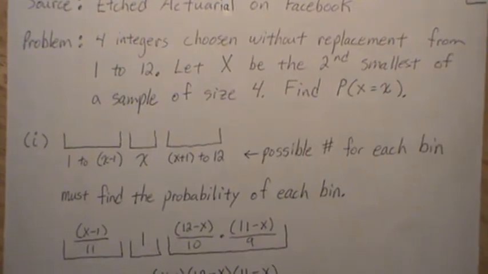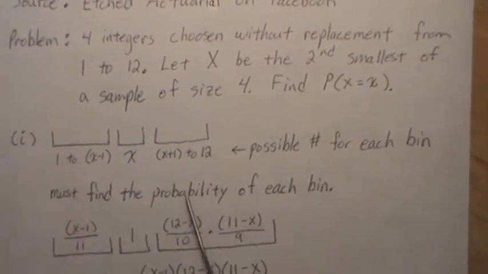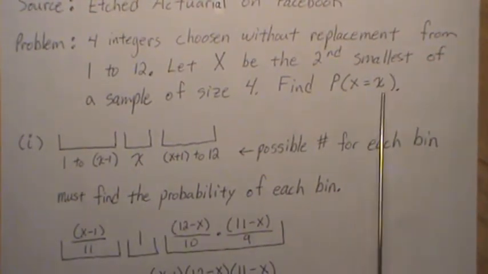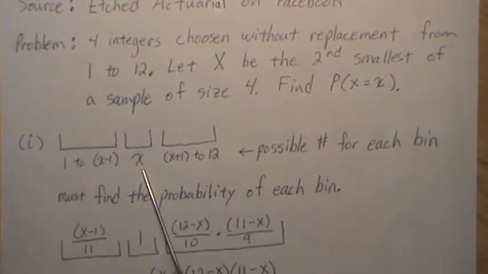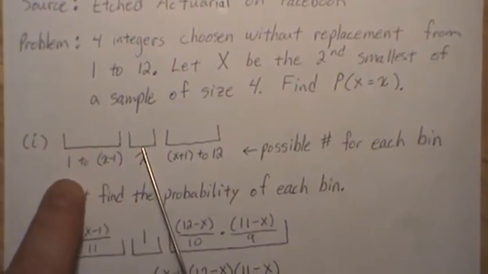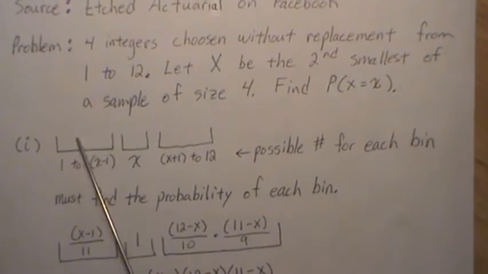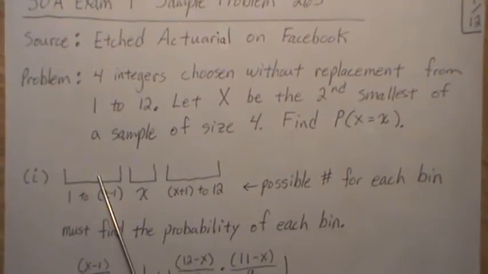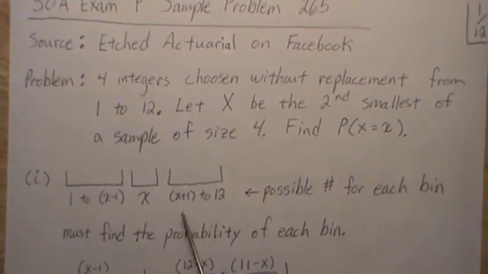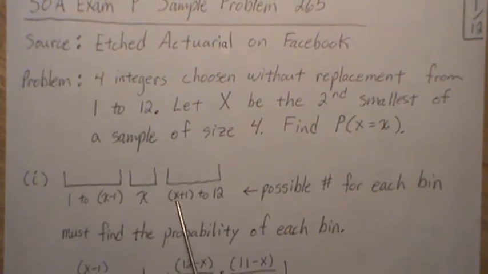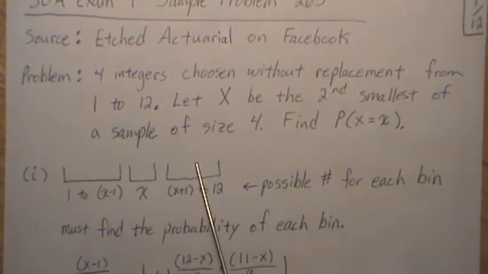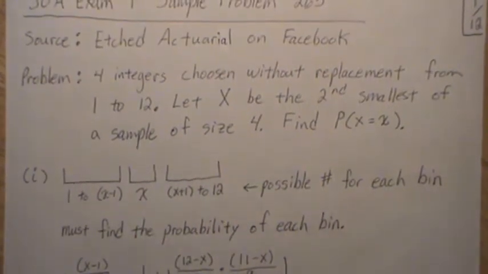Now the way I think about these is I create little bins. So this is the second smallest, which equals this little x, so that belongs in this bin. Then there are numbers from 1 to x minus 1 that could fit in here, but only one of them fits. One of them goes here, and there are 2 numbers here, so you think of it as a sample of size 4. The numbers that can go in here are x plus 1 to 12. So we want to find the probability for each bin.